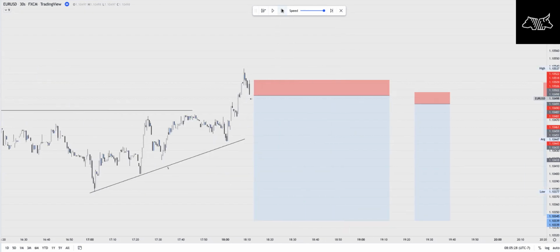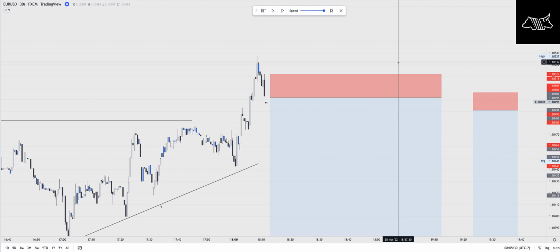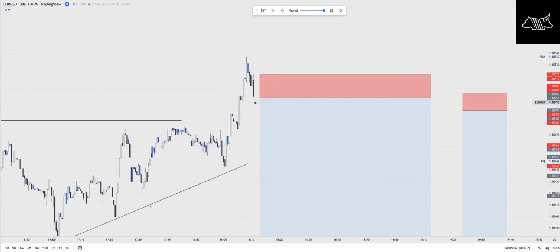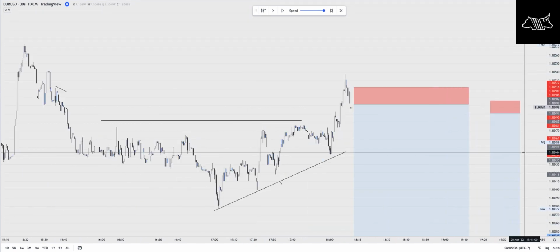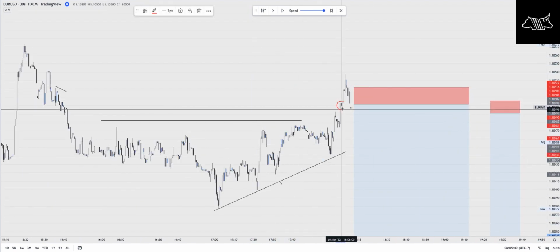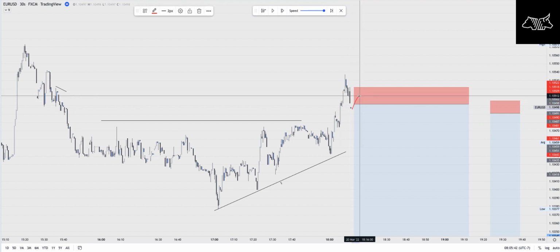Price came down, and again, what do I mention to you guys? I am looking for these flip zones that take out supply and demand, okay? So in this case here, this was your demand, this is your flip zone, price retest to come down here.